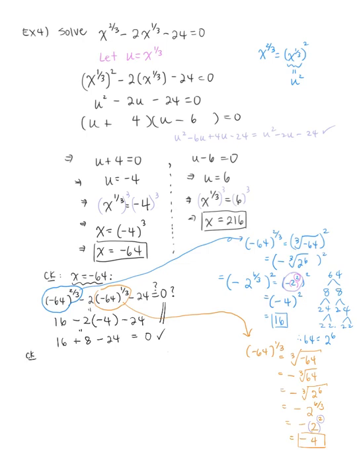Now let's check x equals 216. Let's do the same thing. So we've got 216 to the 2/3 minus 2 times 216 to the 1/3 minus the 24. Is that going to equal 0? All right, let's work on this side. Okay, so we've got so much work to do, right? But we've got this. So let's first compute 216 to the 2/3.